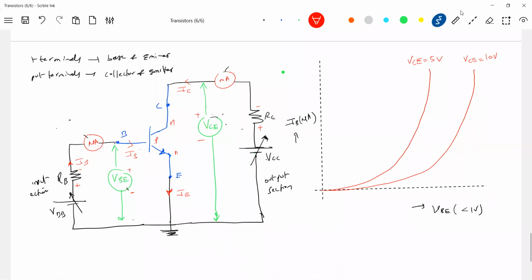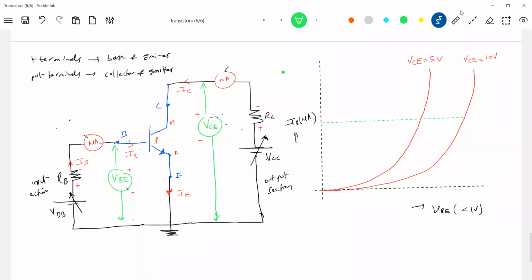I'll do one thing. I'll draw a horizontal line. What do you mean by VB? Forward bias, no? It's a forward bias. So as I increase VC, for the same current to flow, I should increase this forward bias. Able to get this? You look at further.